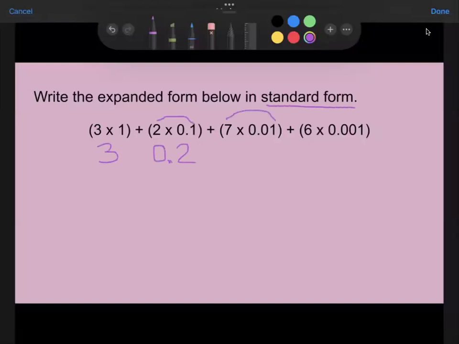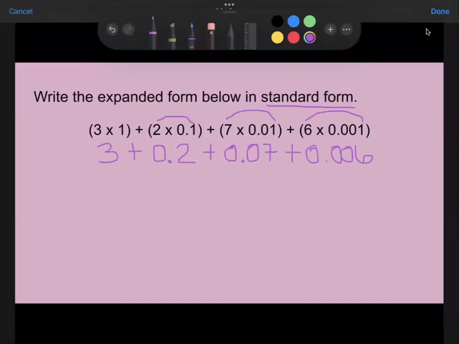7 times 1 is 7, but I'll put it in the hundredths place, 0.07. And 6 times 1 is 6, but I need to put it in the thousandths place. So that's going to be 0.006. Now I'm going to bring down all my plus signs. And again, you can stack them up and add them if you'd like, or you can just push them together and write things in the place values. I think for this one, I'll show you what it looks like stacked.